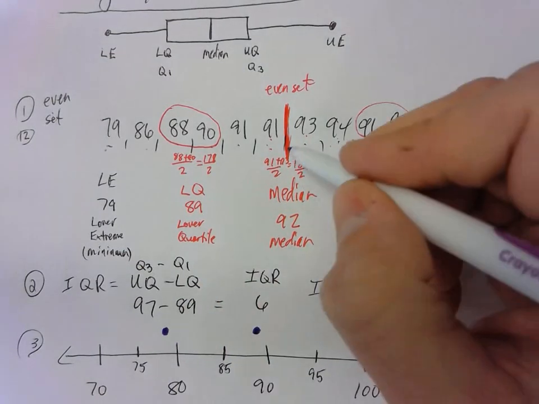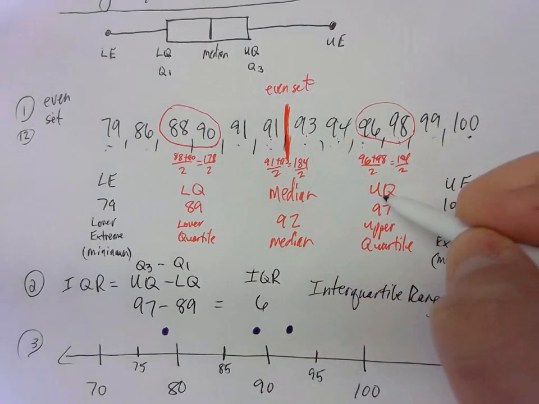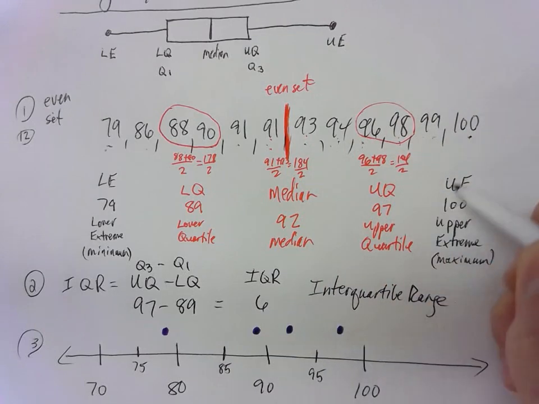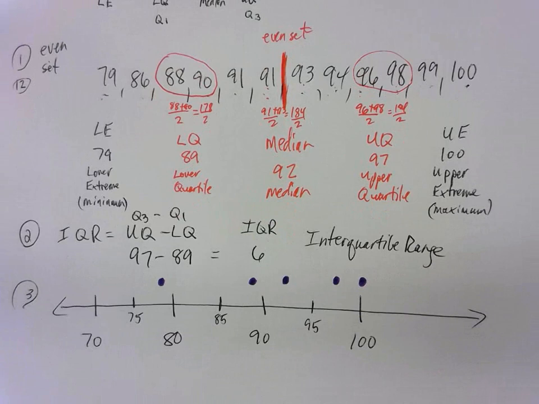The median's 92, so I'm going to put a dot right there somewhere close to where 92 would be. The upper quartile is 97, which would be somewhere in here. And then the upper extreme is 100. So there we go. Alright, so you should have 5 little dots on your paper like that. Okay, 1 dot for each one of the 5 parts.